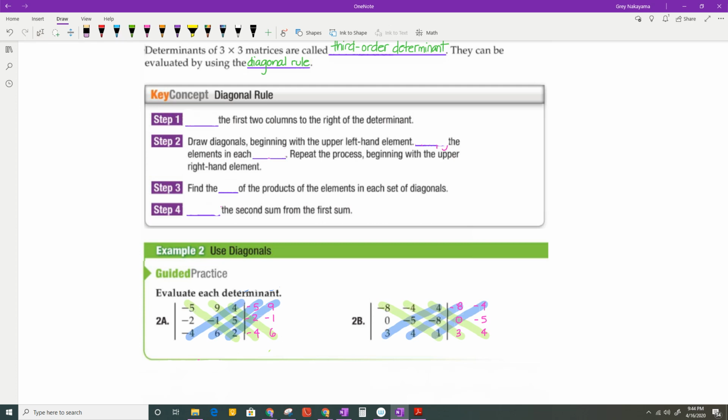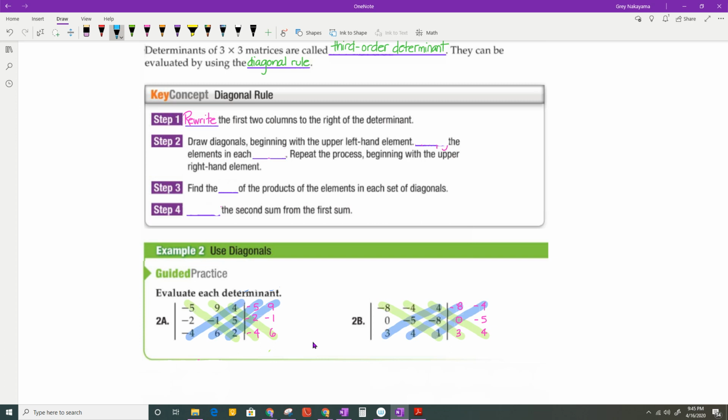First off, you're going to rewrite the first 2 columns, which is what I've done right here. Oh, you can't see that. Okay, here's my matrix that I'm supposed to find the determinant of, and I rewrote the first two columns right there. Okay, then I'm drawing diagonals.